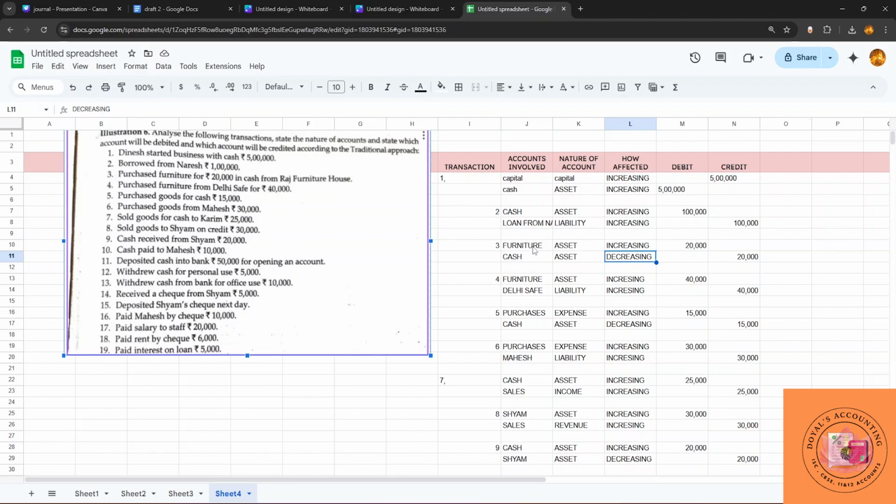Number three, we have purchased furniture for cash. Both furniture and cash accounts are real accounts. We debit what comes in, credit what goes out. Furniture is coming in, so we are debiting furniture. Cash is going out, so we are crediting cash.